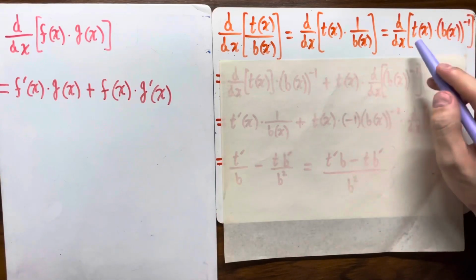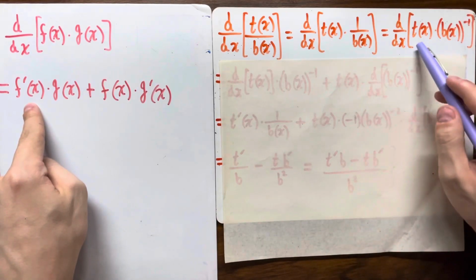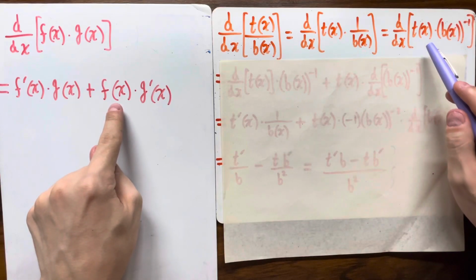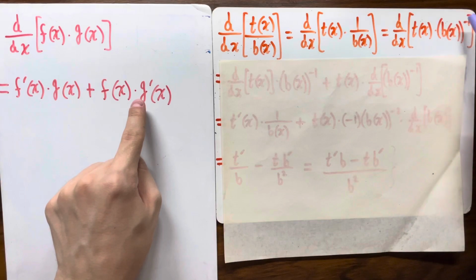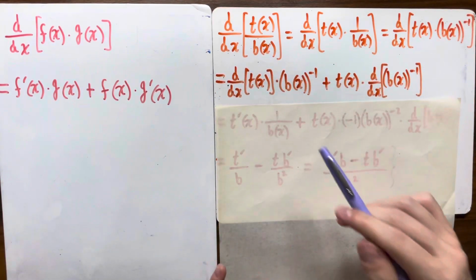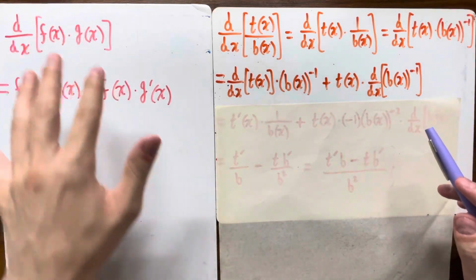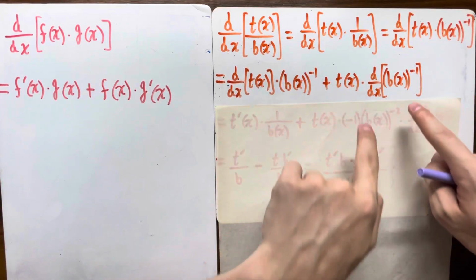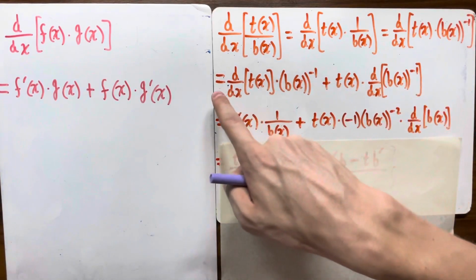And now from here, we can use the product rule. So the derivative of the first function, so the derivative of t, times this second function, plus the first function, so plus t of x, times the derivative of this, b of x to the negative 1. So of course, this is using the product rule, which is this rule here. So the derivative of the first piece times the second piece, plus the first piece times the derivative of the second piece. Okay, well, what is all of this?